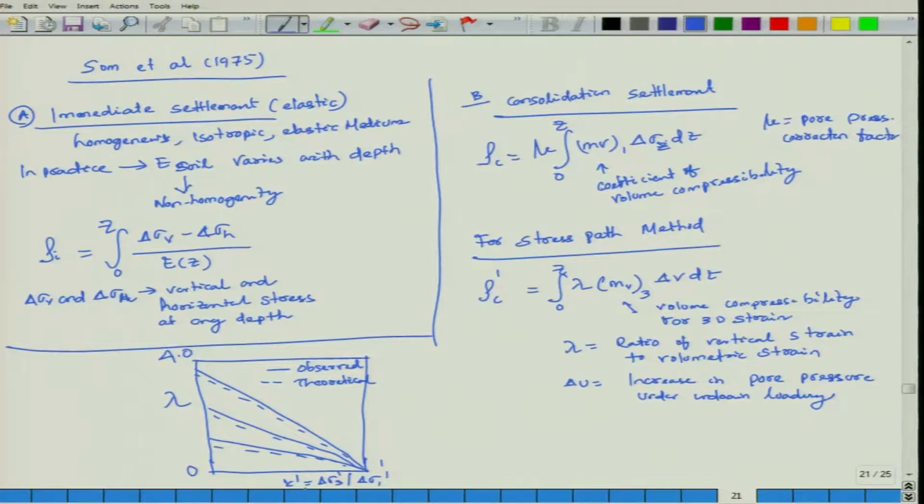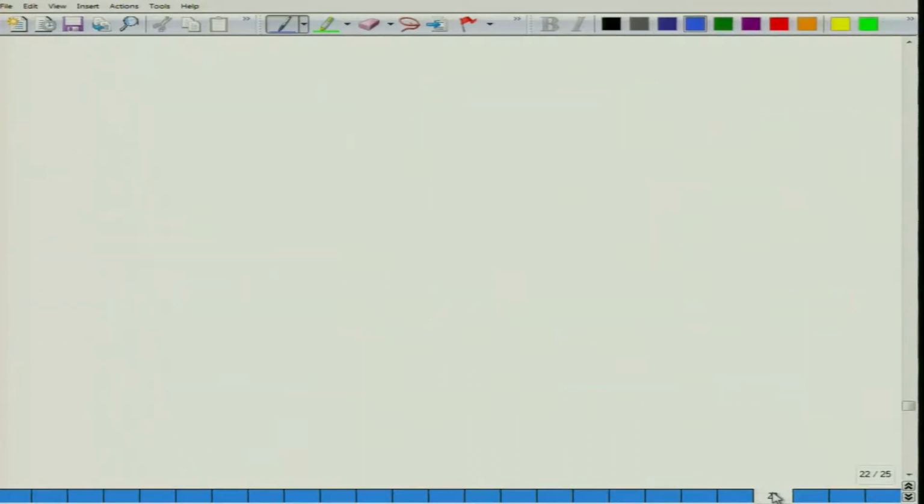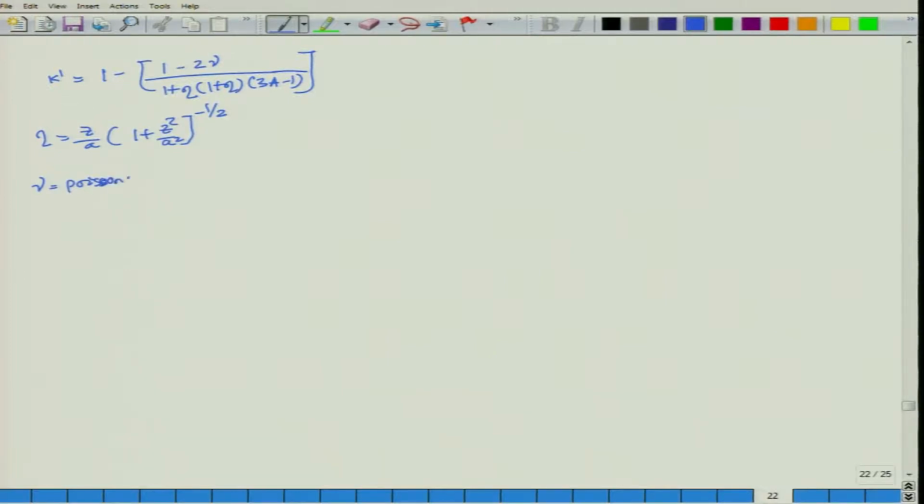Now, what will happen? K prime, from here there is a k prime, delta sigma 3 prime by delta sigma 1 prime. So, k prime is equal to (1 minus 2 mu) divided by (1 plus eta)(3A minus 1), where eta is z by a into (1 plus z square by a square) to the power minus 1 by 2. Mu is your Poisson's ratio. A is your Skempton pore pressure parameter.